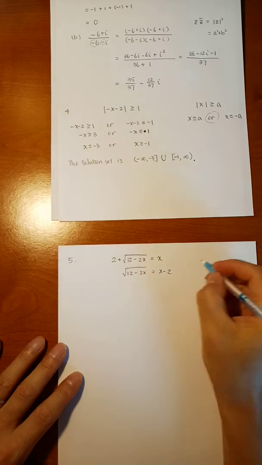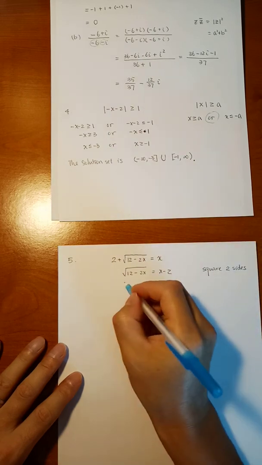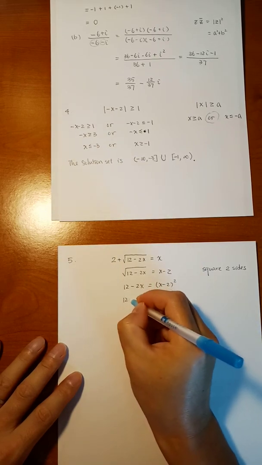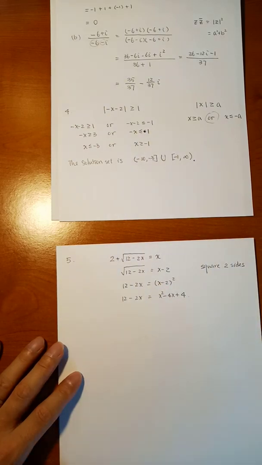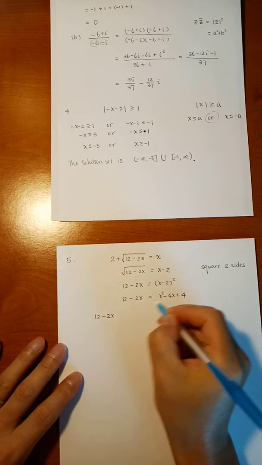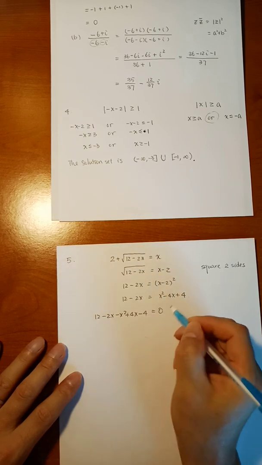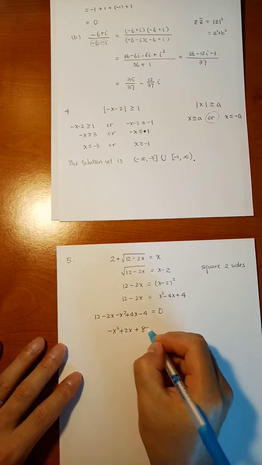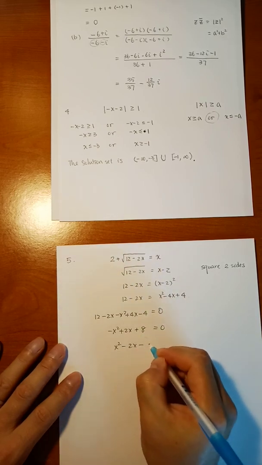And then we square two sides. We get 12 minus 2x is equal to x minus 2 squared. So it's 12 minus 2x. This part is x squared minus 4x and plus 4. Okay, we move all the terms to the left hand side. It's 12 minus 2x and minus x squared and plus 4x and minus 4 equal to 0. Okay, so negative x squared plus 2x and plus 8 equal to 0. So multiplied by negative 1 is x squared minus 2x and minus 8 equal to 0.